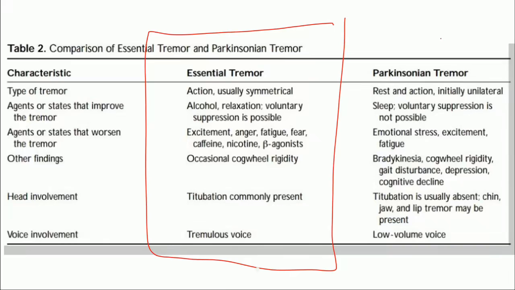In Parkinson's you can get a jaw, chin and lip tremor, but that's not very prominent. In essential tremor they get a clear head tremor. That is another important difference. Now let's go to the MCQ and we'll explore the differences a little bit more.